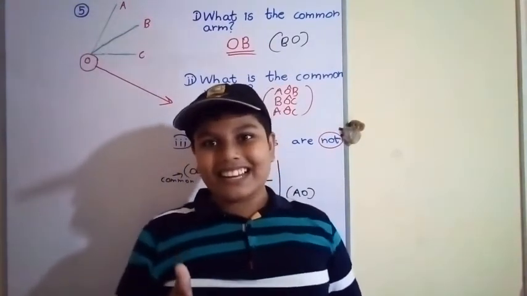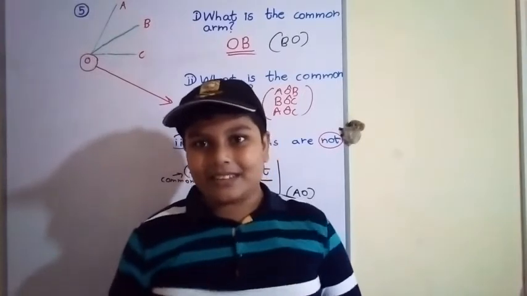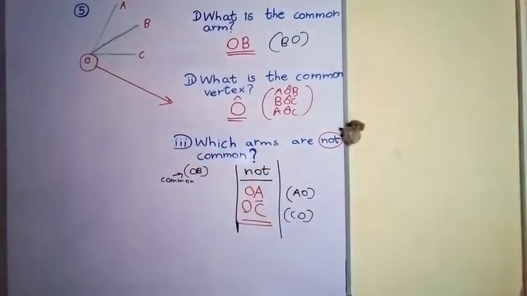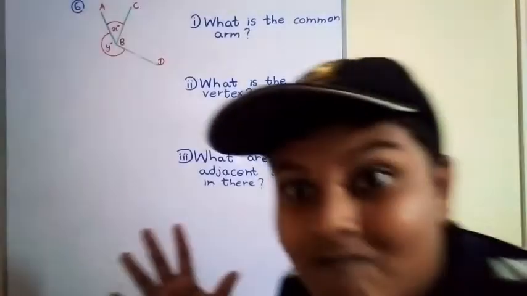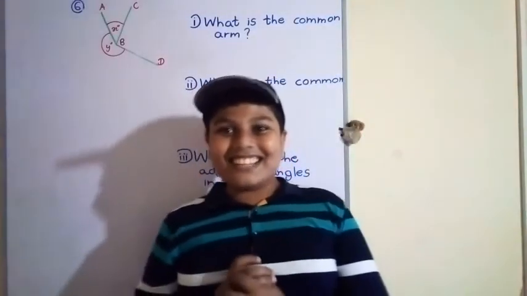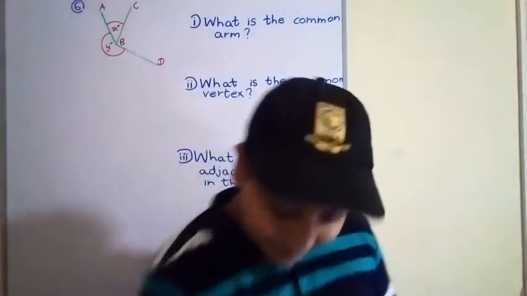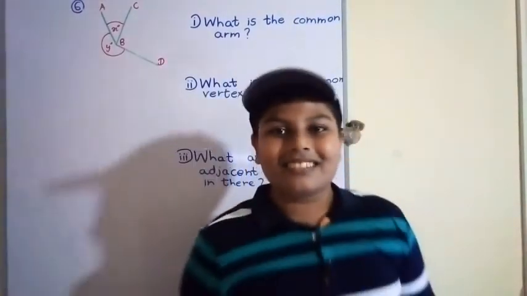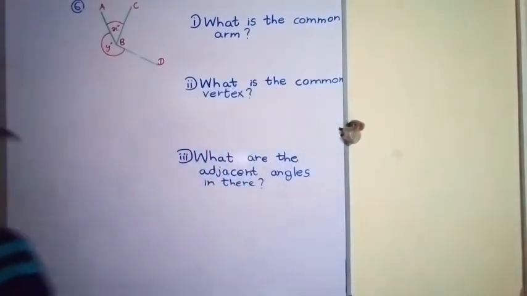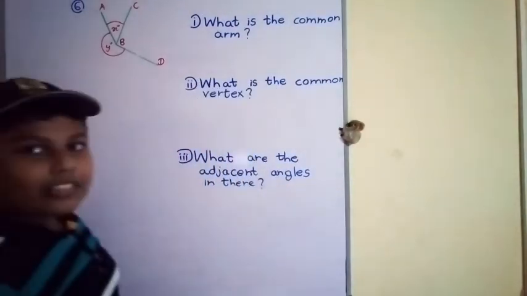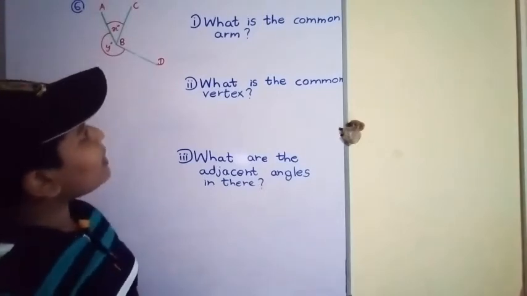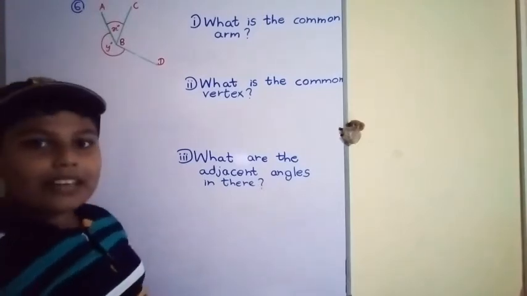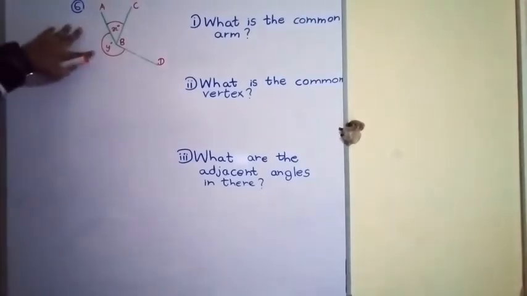Let's move to the sixth question in this questions collection. This is the sixth question in this questions collection, right? Now, they have three parts. And the first part, what is the common arm? What is the common arm? This angle. Now you look at the common arm.